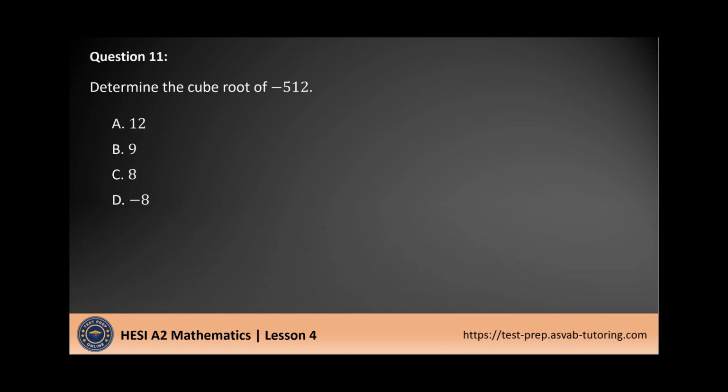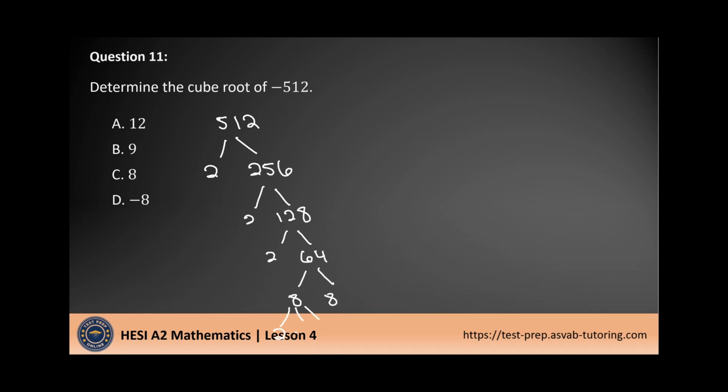Determine the cube root of negative 512. So first let's break down 512. 2 times 256 equals 512. 2 times 128 equals 256. 2 times 64 equals 128. 8 times 8 equals 64. And just because I'm running out of space, I'm going to write it like 2, 2, and 2 make 8. 2 times 2 times 2 make 8.